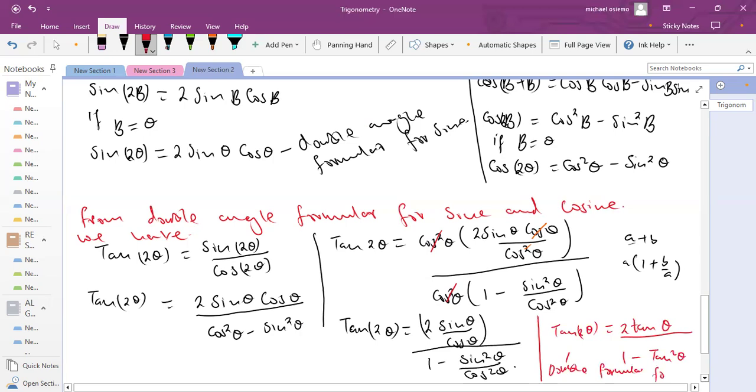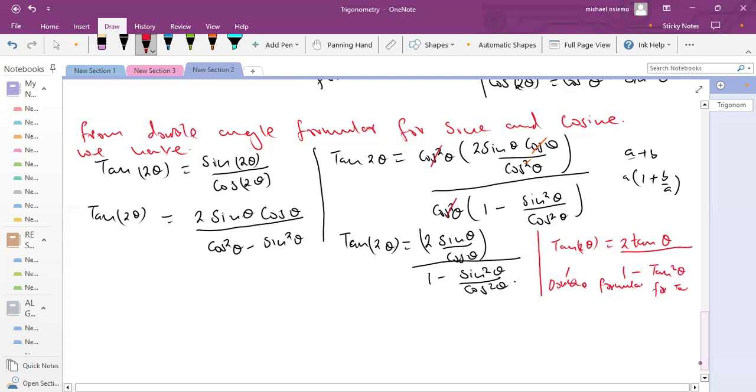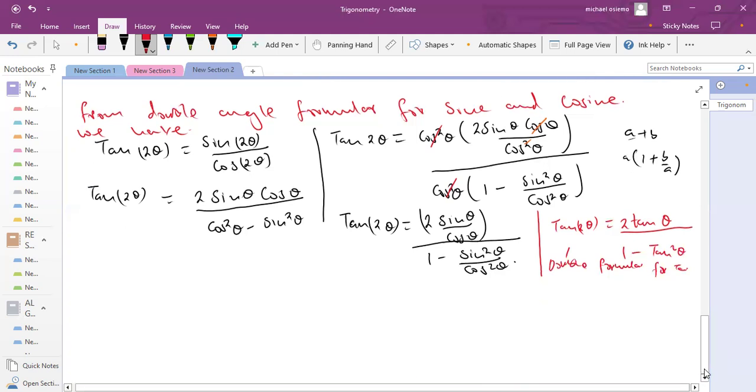Now, this one here is going to help us to pursue the next types of formulas, which are the half angle formulas. We couldn't have done the half angle formulas without the double angle formulas. So let us look at the half angle formulas.